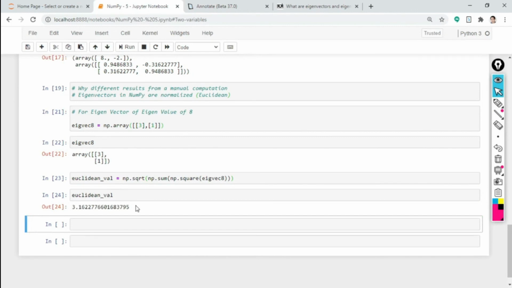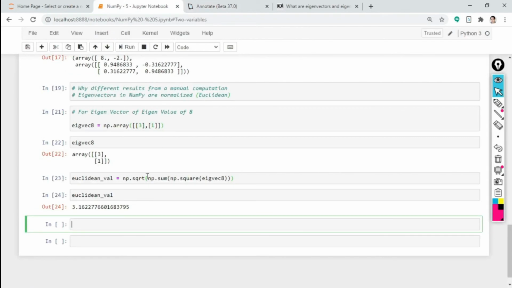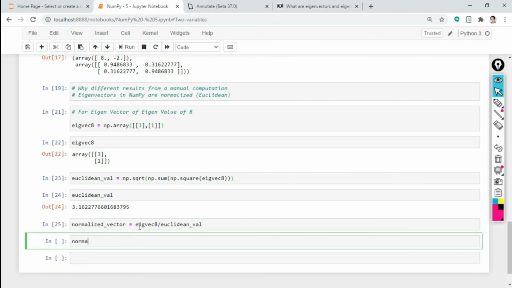In order to find the normalized vector, we divide this eigenvector, the 3, 1, by the Euclidean value, the square root of 10, which is 3.16. So let's rename this one. The normalized vector is equivalent to the eigenvector of 8 over our Euclidean value. So enter. Let's see. This one is a normalized vector.